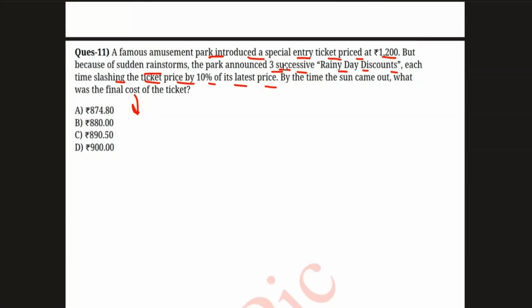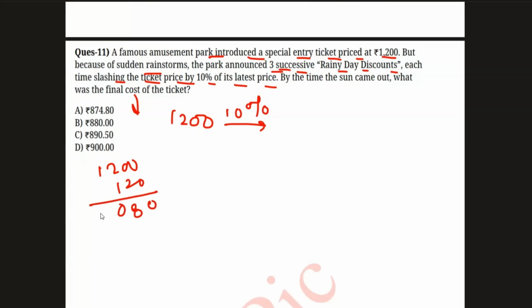So let's say you have 1200. Now 10% of 1200 is what? It is 120. So you will subtract 120 from 1200. It is coming out to be 1080. Now again the 10% of 1080. So you will take the 10% of 1080 and not the 1200. That is the meaning of successive increment or decrement. So 10% of 1080 is simply 108.